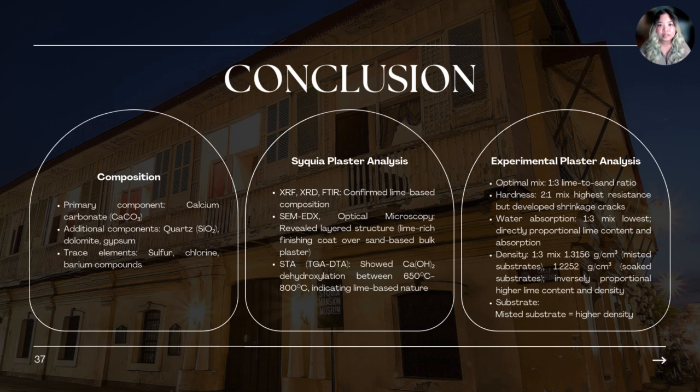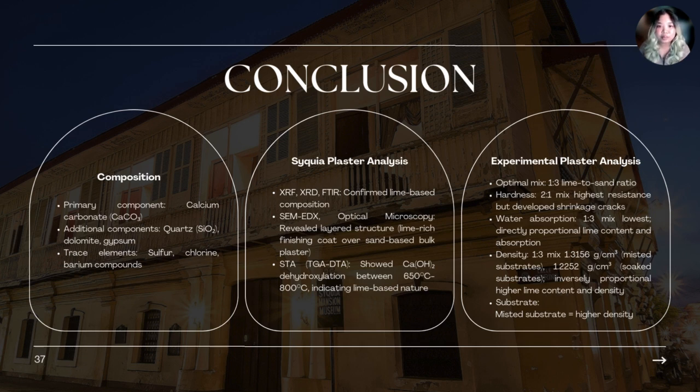characteristics of the plaster. The study also examined varying lime to sand plaster ratios to determine the most suitable formulation for restoring the Syquia mansion. The 1:3 lime to sand mix was found to be the most visually compatible with the plaster used in the mansion while maintaining adequate structural properties. Hardness testing showed that the mix's hardness also depended on the condition of the substrates, where the 2:1 mix performed the best in misted, while the 1:2 mix performed the best in soaked substrates.